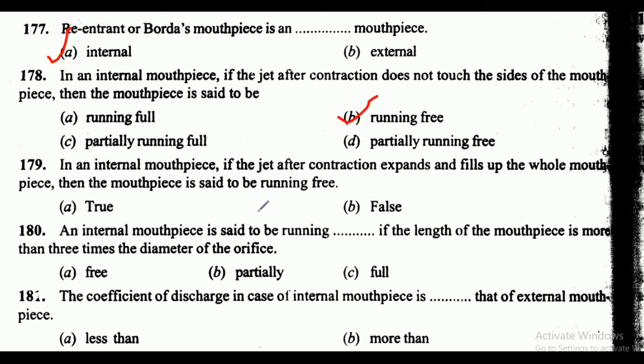In an internal mouthpiece, if the jet after contraction expands and fills up the whole mouthpiece, then the mouthpiece is said to be running free. Is it true or false? So here friends correct answer is option B, that is false. This statement is wrong. Next is, an internal mouthpiece is said to be running dash if the length of mouthpiece is more than 3 times the diameter of the orifice. Options are free, partially or full. So here friends correct answer is option C, that is full.